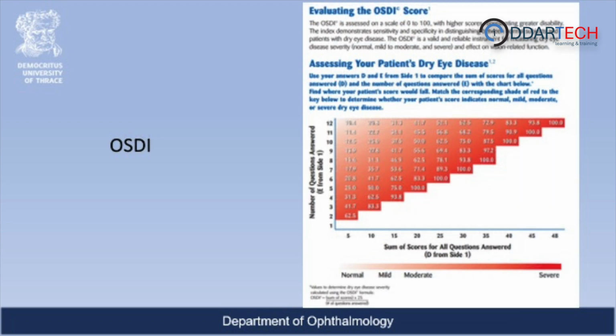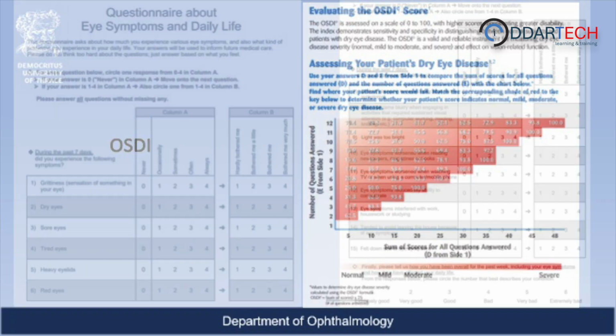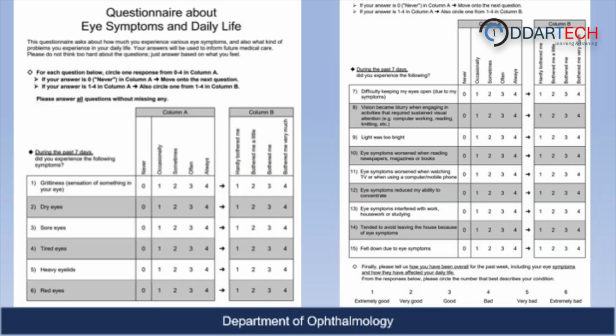The OSDI score analysis converts the patient's total score into a corresponding severity level of dry eye disease using a reference chart. This slide shows another example: the Dry Eye-Related Quality of Life Score, DEQS, questionnaire.